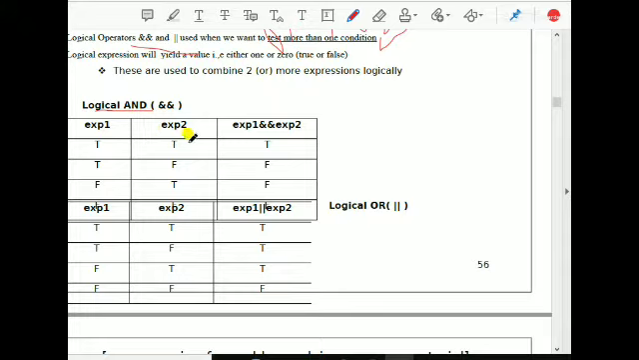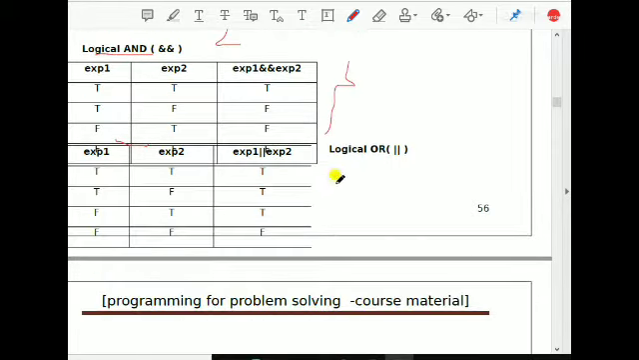Logical AND: write expression 1, 2, because I have already said logical AND, OR are for 2 expressions, more than 1, and more than 1 means 2, 3, 4. I have taken 2 only. And means you can easily write: if both are true, true. If both are false, false. If true, false is given, again false. If false, true is given, again false. So it is easy only. Or means or.